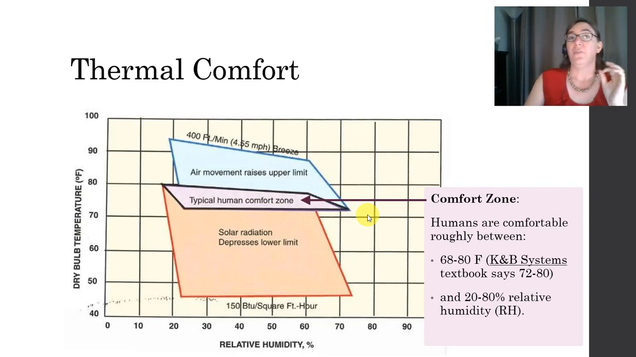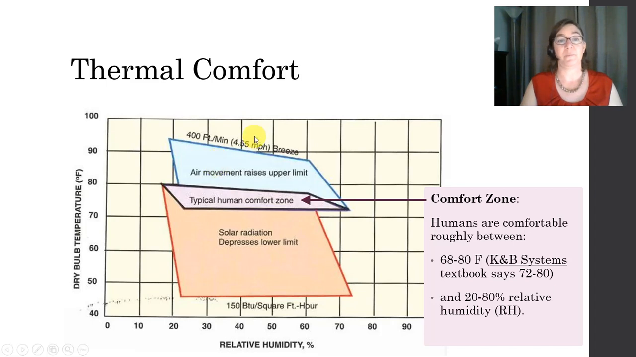Interestingly enough, people can be comfortable in colder temperatures as long as you add solar radiation. So add a little bit of sunshine and people can be comfortable even with a colder air temperature. And conversely, with a warmer air temperature, people can still be comfortable if you add some air movement. So a little bit of ventilation, turn on the fan, open the window for a breeze, and people will be comfortable even in a higher temperature area.